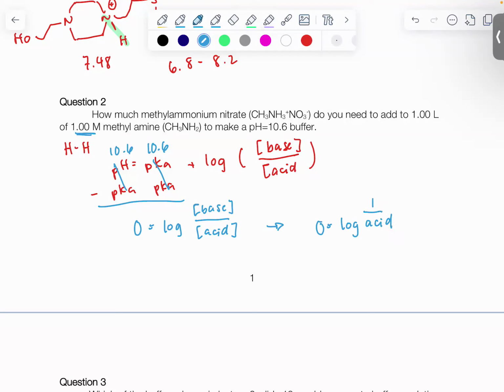How do we take the opposite of a log? To the 10 to the power. So 10 to the power of 0, what does that equal? 1. We multiply both sides by x, which is our acid. So we have 1x equals 1.